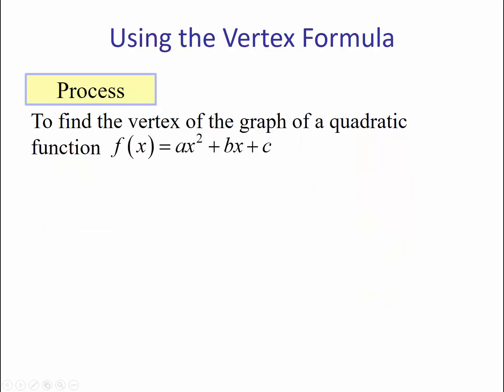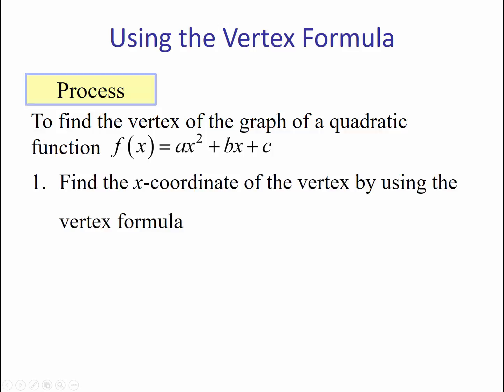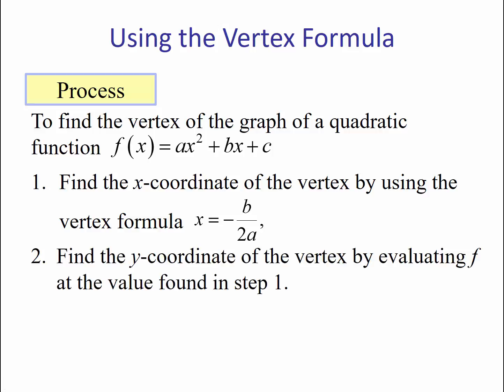To find the vertex of a graph of a quadratic function in standard form, number 1, we find the x-coordinate of the vertex by using the vertex formula, and that is x equals negative b divided by 2a. Number 2, to find the y-coordinate of the vertex, we evaluate the function f using the value that we found in step number 1. That is, we want to find what is f of negative b divided by 2a. So this is how we do it algebraically. We'll also do it graphically and numerically.